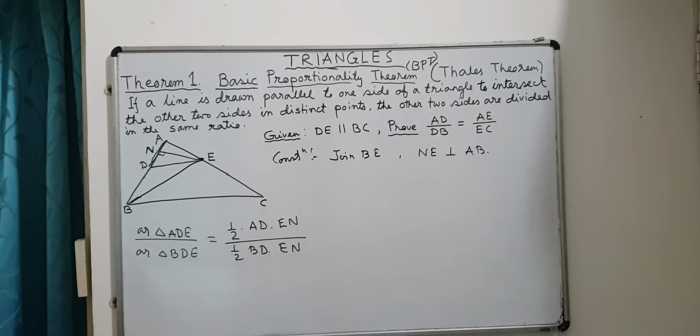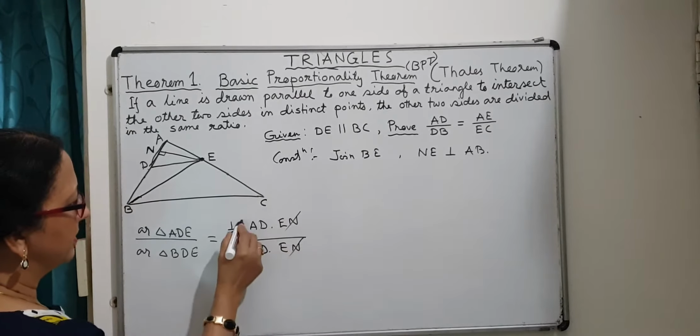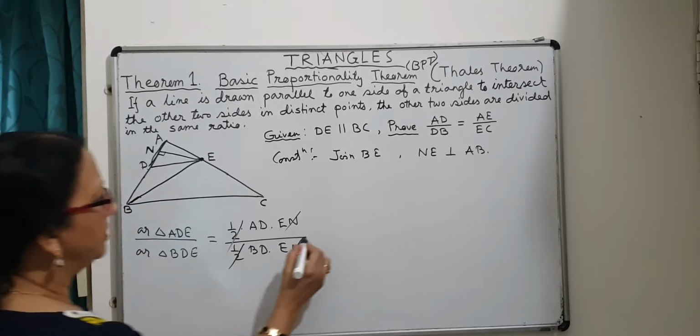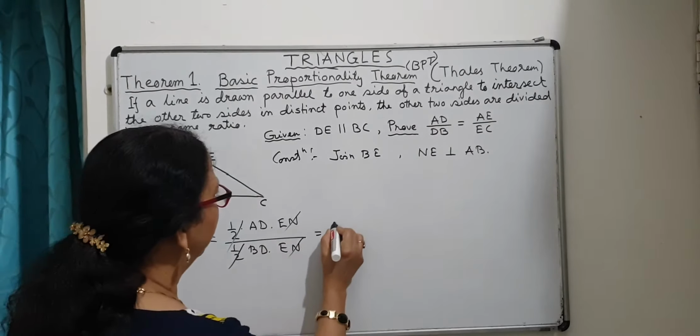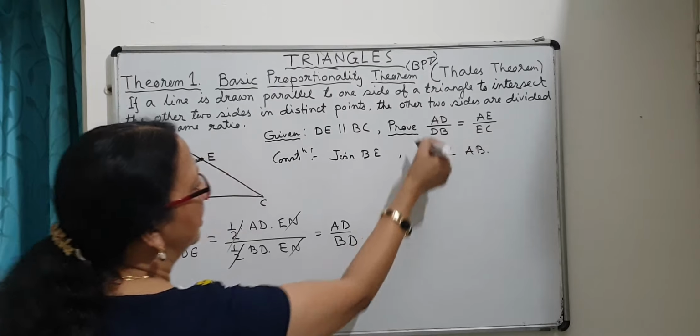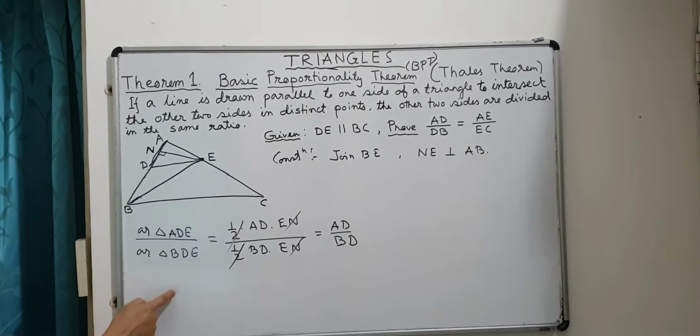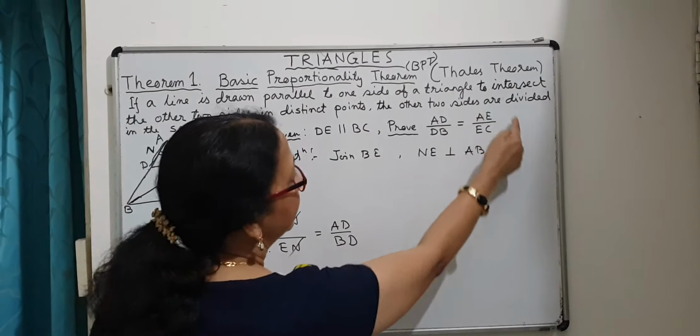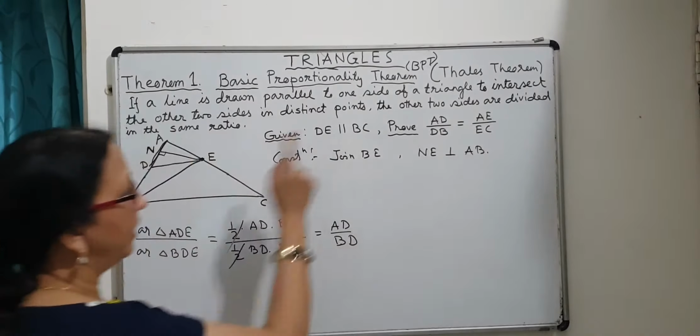Okay, so here half of A getting cancelled, half of A getting cancelled. So this is becoming AD upon BD. So you see this ratio, this left hand side is nothing but the ratio of these two triangles. Similarly, if you look at the right hand side, we'll find which triangle I should take.